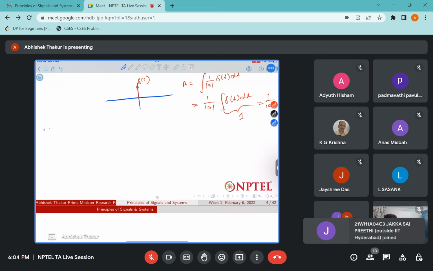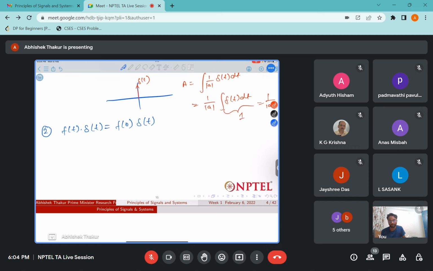The second is the sampling property: f of t del t is equal to f of 0 into del t. And f of t del t minus a is equal to f of a del t minus a. Why is it like this? See, del t is 0 at all values except t equal to 0. So whenever you multiply f of t into del t, when t is not equal to 0, it will become 0.